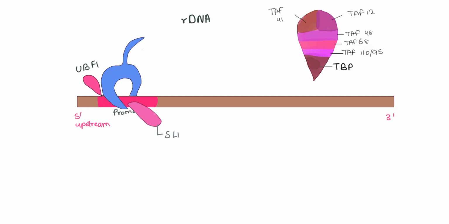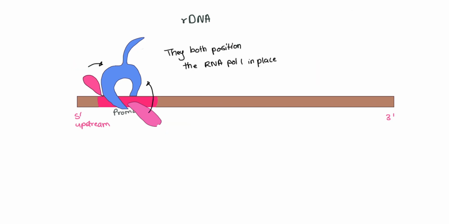Now, the question is, what is actually the function of SL1 and UBF1? Why are they here? What they do is that they both align the entire RNA polymerase I.